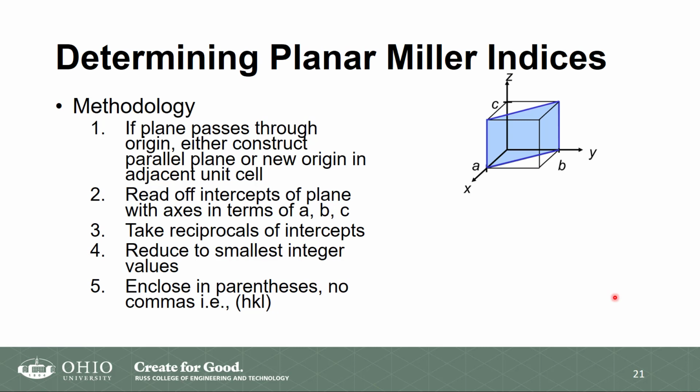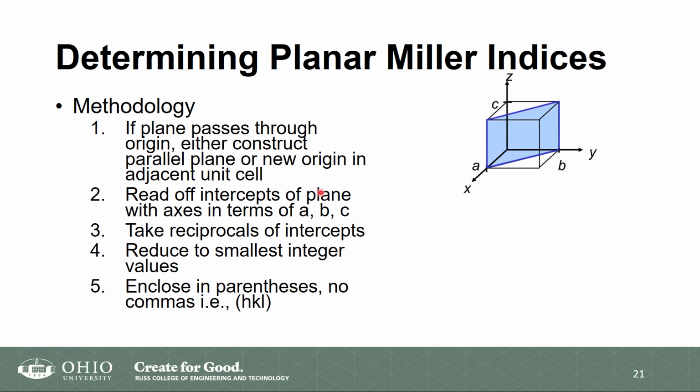So in finding the Miller indices for a plane, we will follow a certain methodology. Let's look at this example where we have our cubic unit cell and this blue plane shown here. The first step is to determine if the plane passes through the origin. If it does, we either construct a parallel plane or we create a new origin. In this case, because the origin is at this point where the laser is pointing, we don't have to do anything because this plane does not intersect that particular origin.